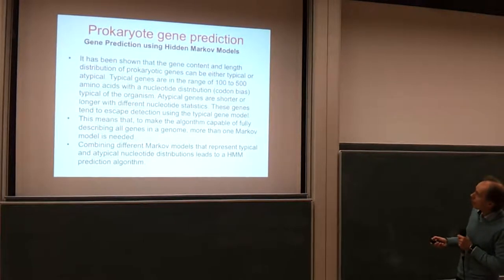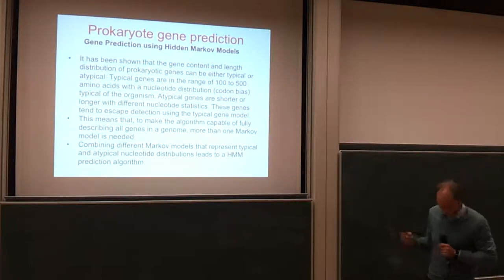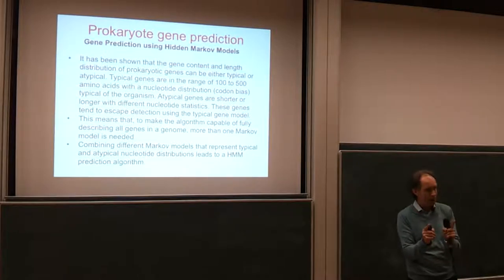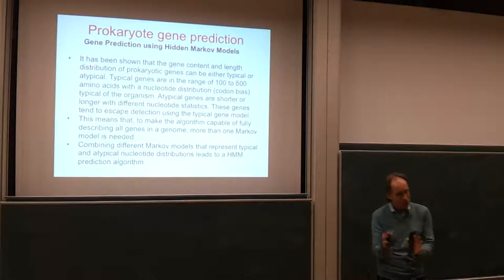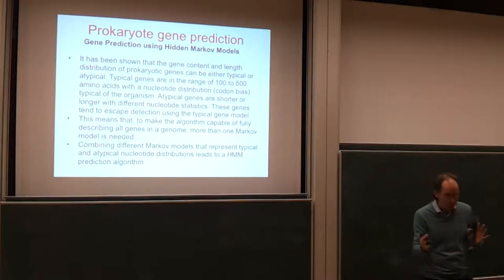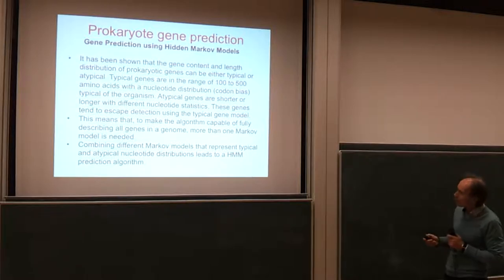Luckily that is the case. Why can we do gene prediction? Luckily, gene sequences, parts of DNA that encode genes, behave a bit differently than parts that do not. If there would not be a difference, we would have a very hard time recognizing them. But since they are a bit different, we can use that fact.